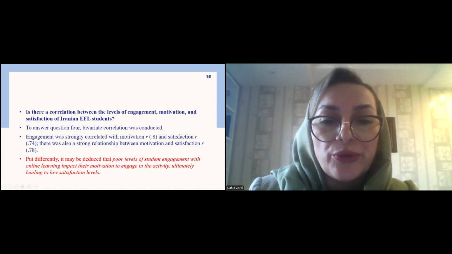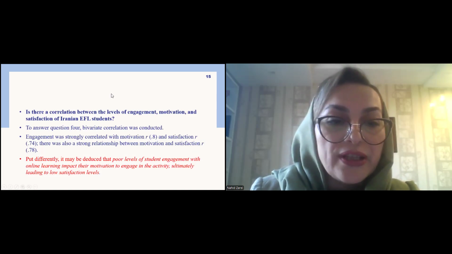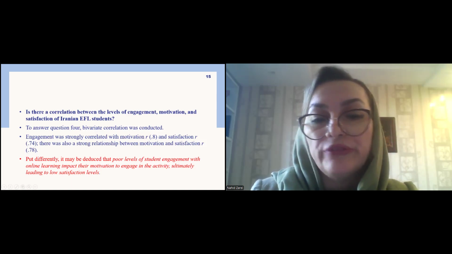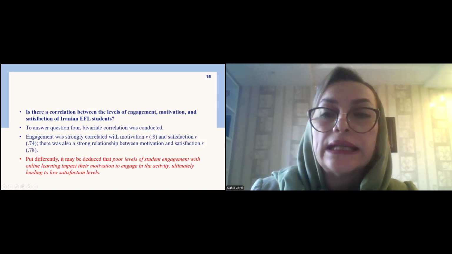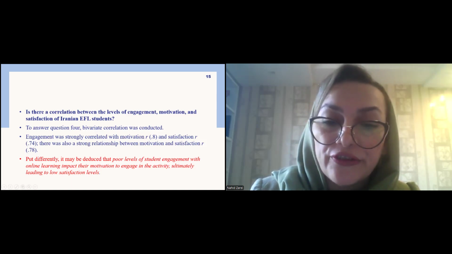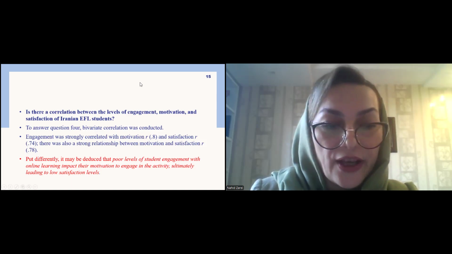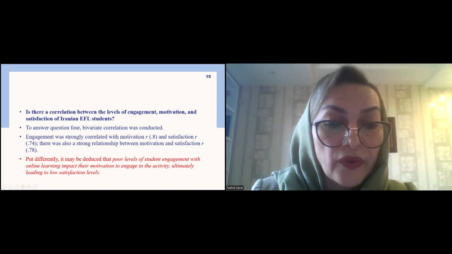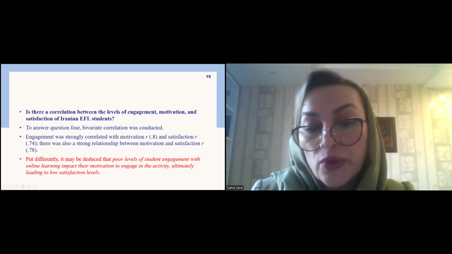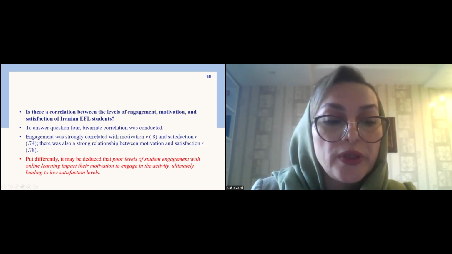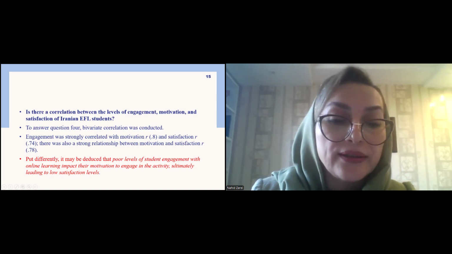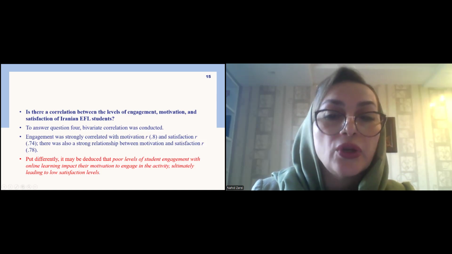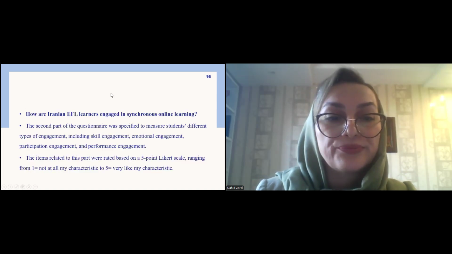Is there a correlation between the levels of engagement, motivation, and satisfaction of Iranian EFL students? To answer this question, bivariate correlation was conducted. Engagement was strongly correlated with motivation and satisfaction. There was also a strong relationship between motivation and satisfaction. To put it differently, it may be deduced that poor levels of student engagement with online learning impact their motivation to engage in the activity, ultimately leading to low satisfaction level.